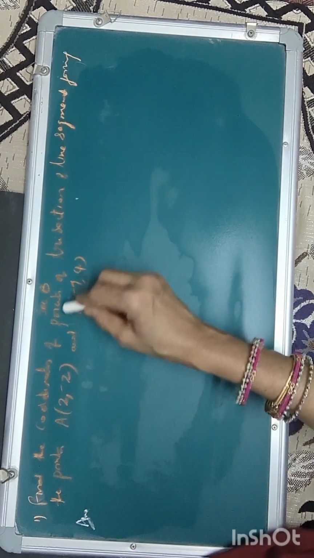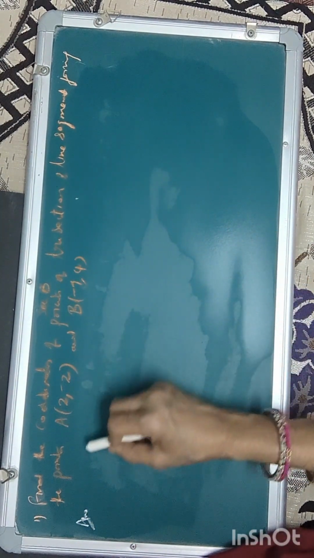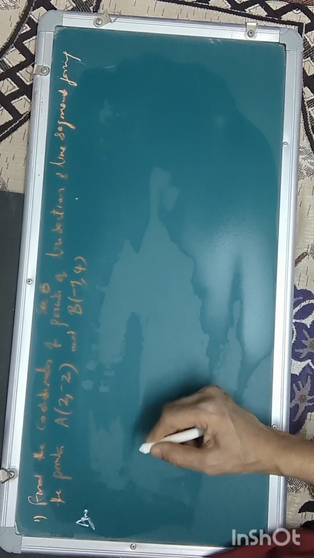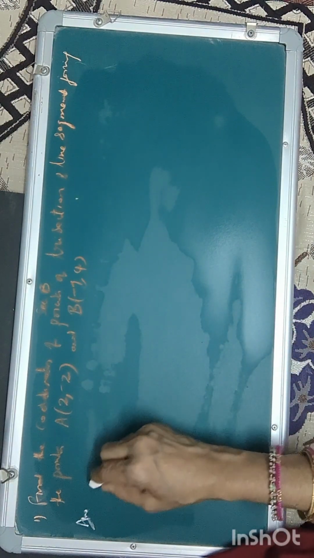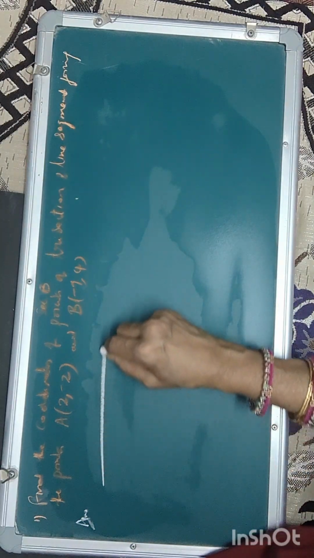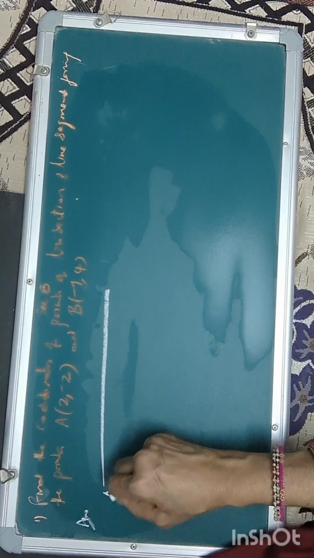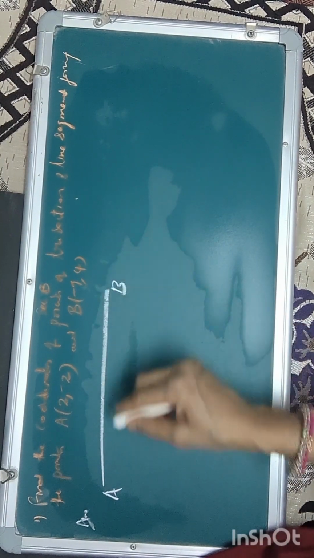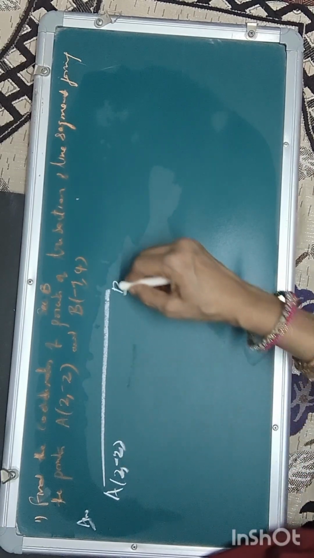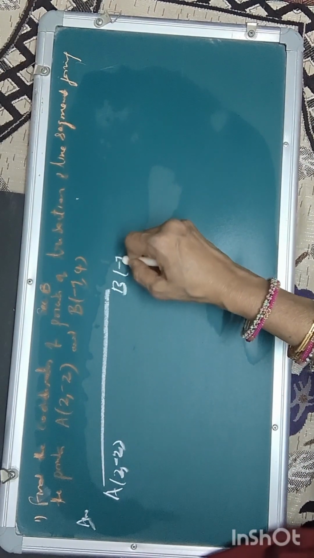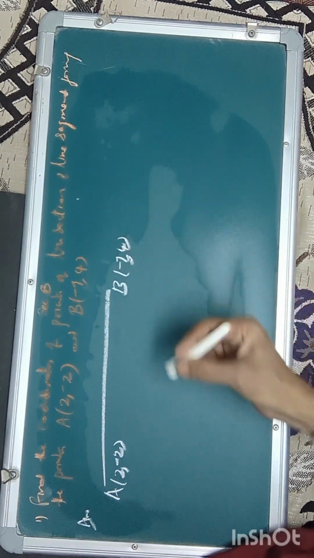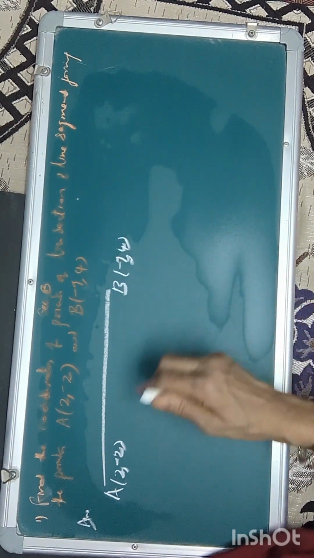So find the coordinates of the points of trisection of line segment joining the points A (2, -2) and B (-7, 4). Here trisection means 3 equal parts. So first we have to draw the diagram. This is A and this is B. A coordinates are (2, -2). B coordinates are (-7, 4).